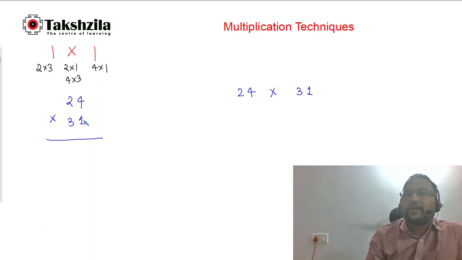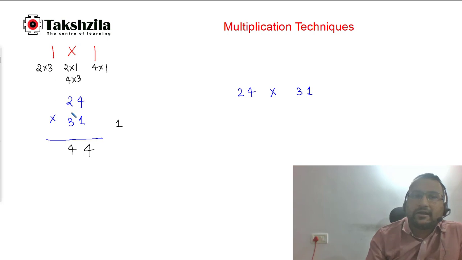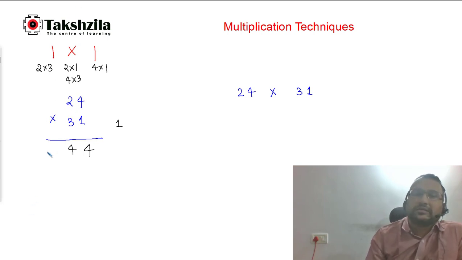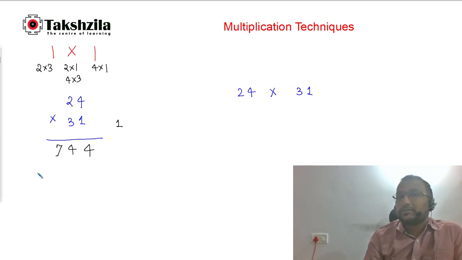Now 4 into 1 is 4. Then cross multiply: 2 into 1 is 2, 4 into 3 is 12, 12 plus 2 is how much? 14. Now you need to write unit digit 4 over here, 1 will become carry. And now 2 into 3 is how much? 6, plus 1 is 7. This is how we can multiply this vertically.